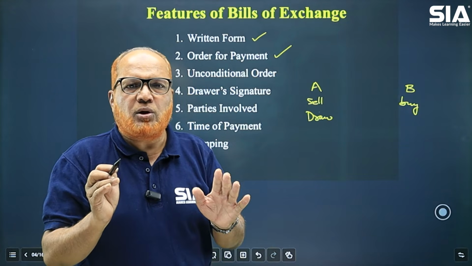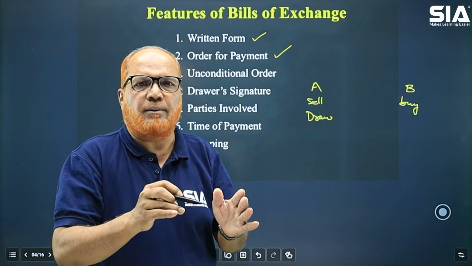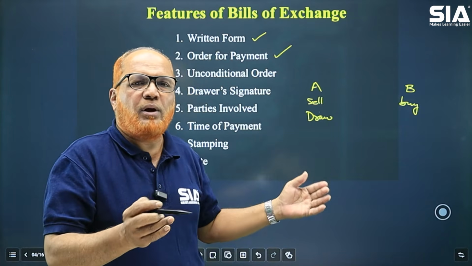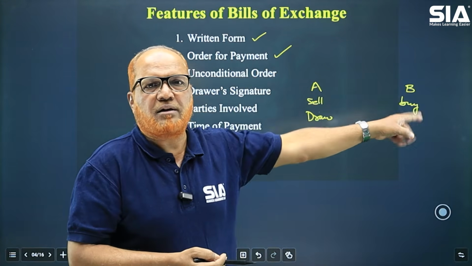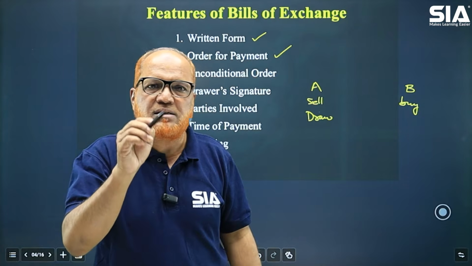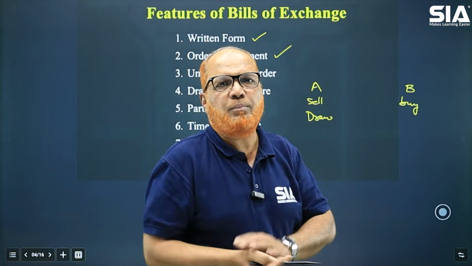So one point you have to remember, the bill is made or created or written by the seller or the creditor, and the bill will be accepted by the buyer or debtor. So creditor will create the bill and buyer will accept the bill and return the bill back to A. That is the normal procedure.